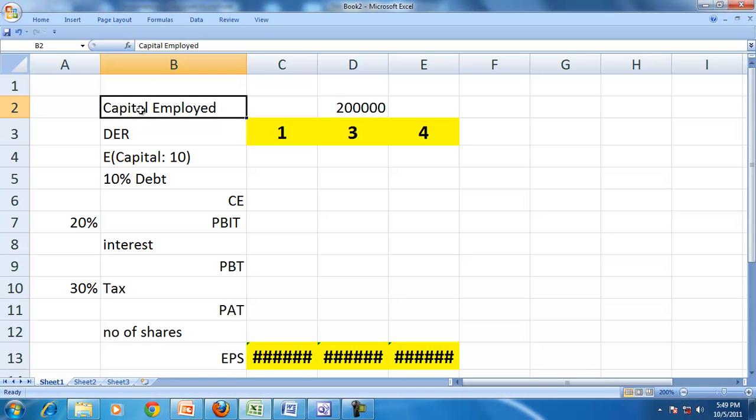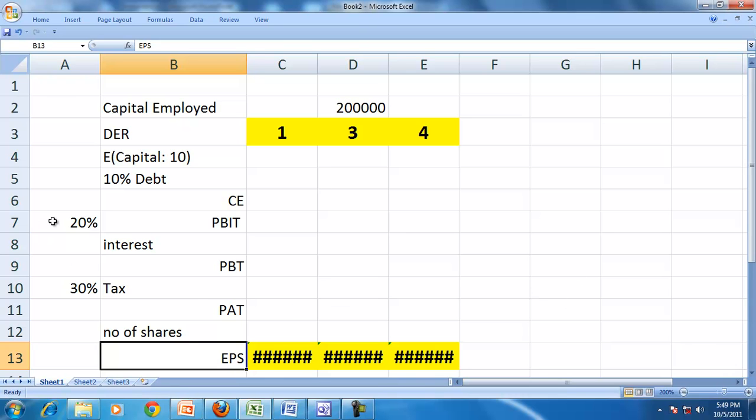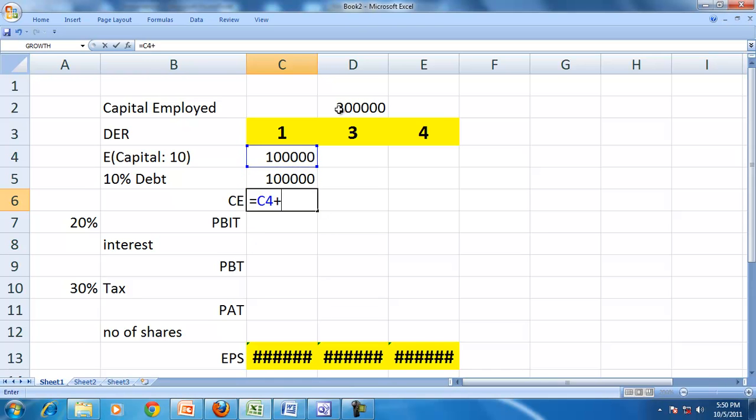Debt equity ratio shows the composition of the capital employed. Suppose the capital employed for this example is 200,000. We will try to understand the effect of the different debt equity ratios on earning per share. Let us assume that the PBIT, which is profit before interest and tax, is 20% on the capital employed. If the debt equity ratio is 1, equity for this example we are assuming consists of capital with a face value of 10 and 10% debt. If it is 1, the equity is half and debt is half. So the capital employed is 200,000.